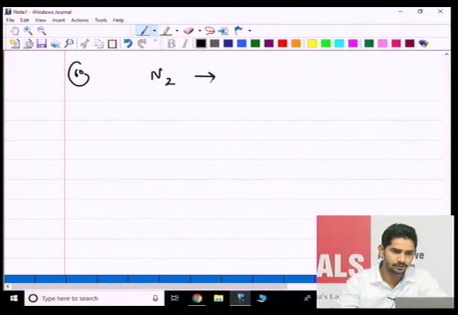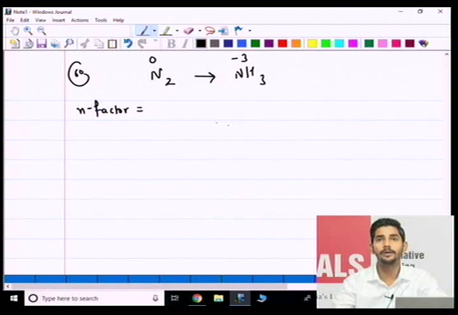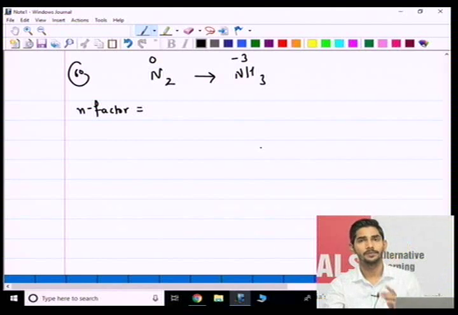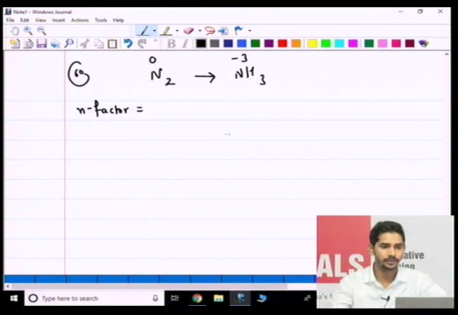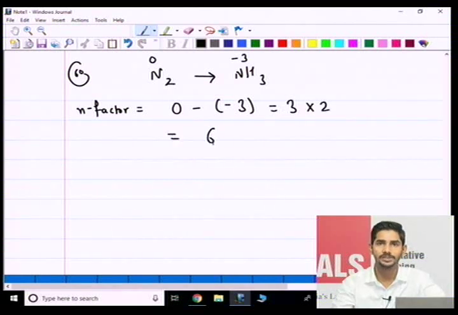N2 is converting into NH3. Oxidation state is 0. You have to calculate the equivalent weight. Here it is -3. First of all, calculate the N factor. Guys, I have told you to calculate the N factor, we have to subtract the smaller number from the bigger number. Here, bigger number is 0 and this is -3. So answer will be what? 3. But the point is, here there are 2 nitrogens. Therefore, I have to multiply it with the 2. So N factor would be 6.